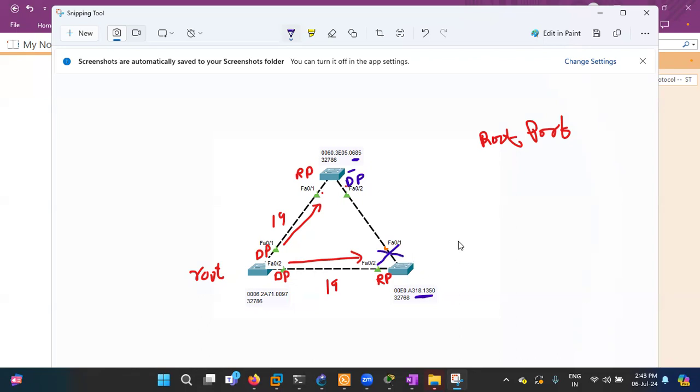What is meant by blocking state? Blocking port means if the port is not DP and RP, then that port will become a blocking port. That is the beauty of spanning tree. Means if traffic is sent from here to here, then again goes here, then again here, it creates a loop. Broadcast storm, a lot of packets will be generated, right?